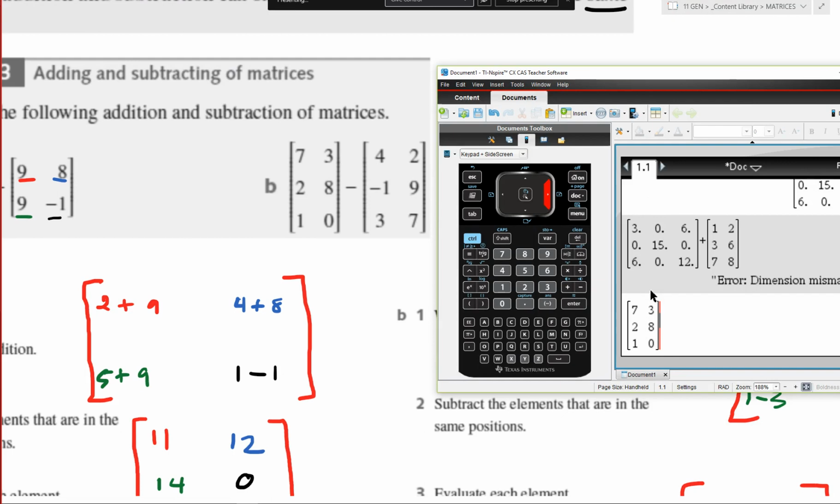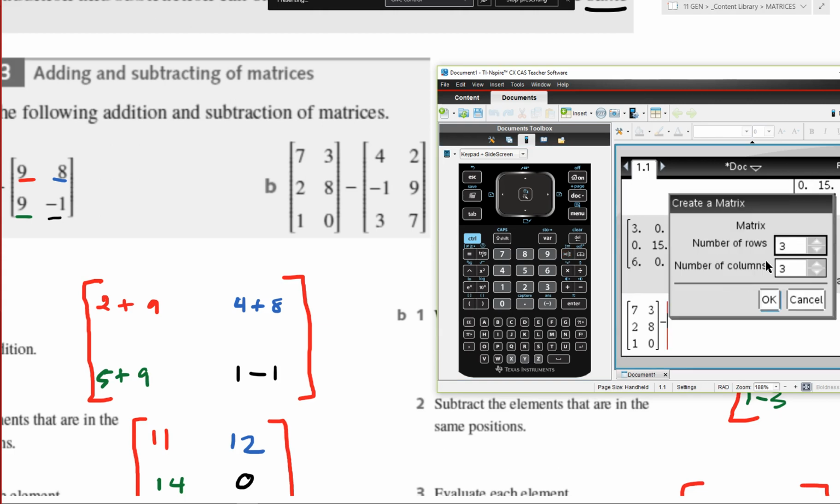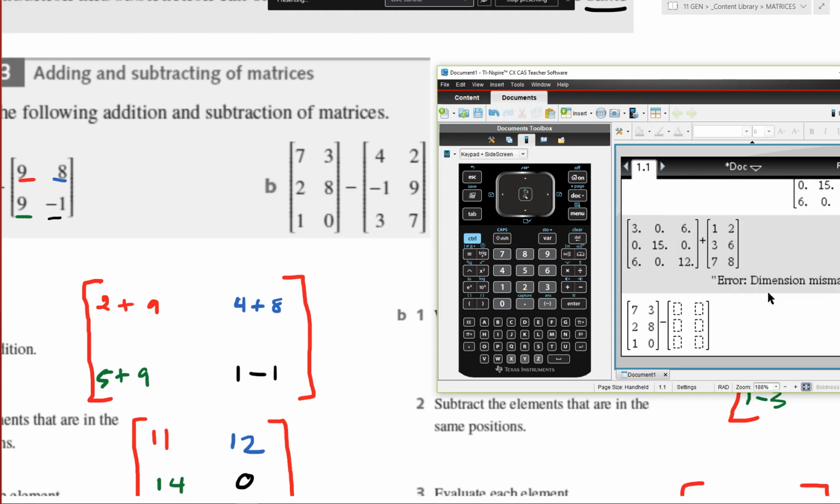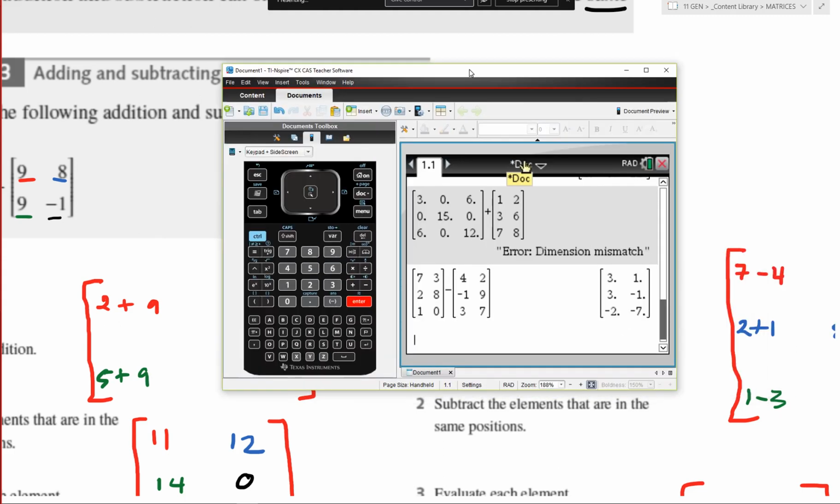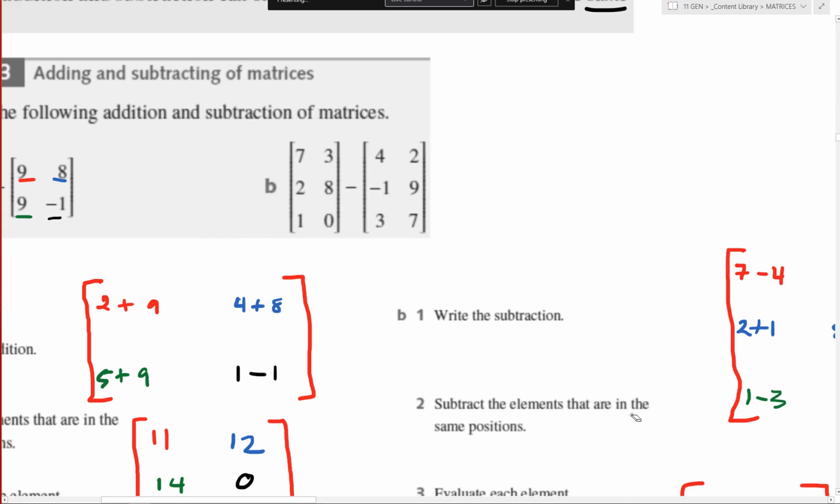I don't have to store it. You can if you want to, but I'll just leave it at that. Take away, and then I'll make another matrix. Same thing. Remember, the rows and the columns have to be the same whenever you take away or minus a matrix. So this is going to be 4, 2, negative 1, 9, 3, and then 7. Enter. And let's clarify we got the right answers.